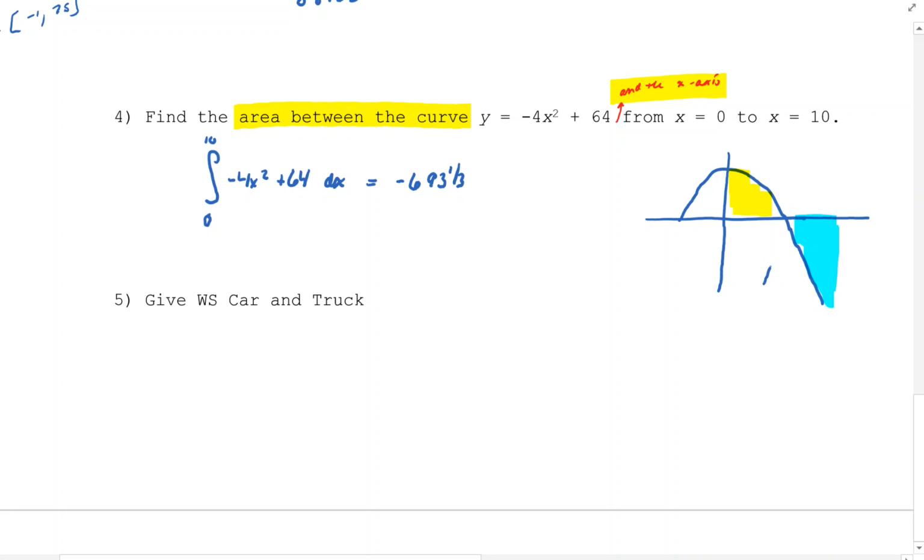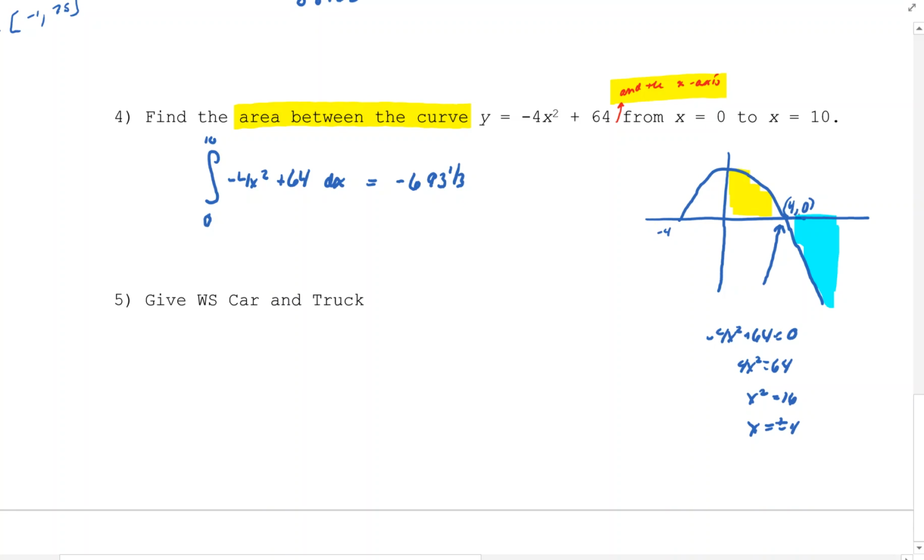So we're going to need to know what this x-intercept is. So I've got my negative 4x squared plus 64 at a height of 0. So 4x squared equals 64, or x squared is 16. X must be plus or minus 4. So this must be the negative 4. This is positive 4 comma 0.